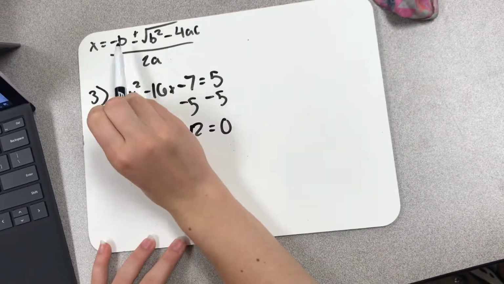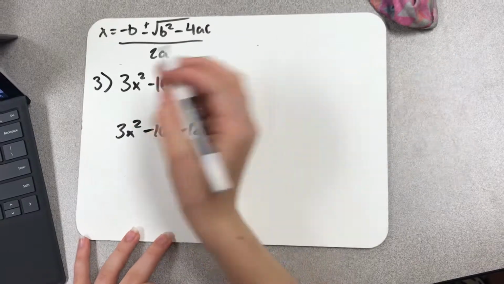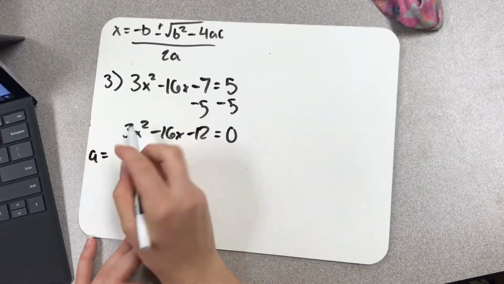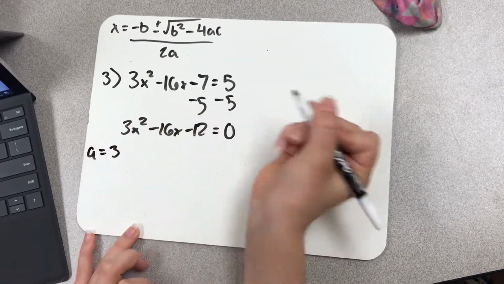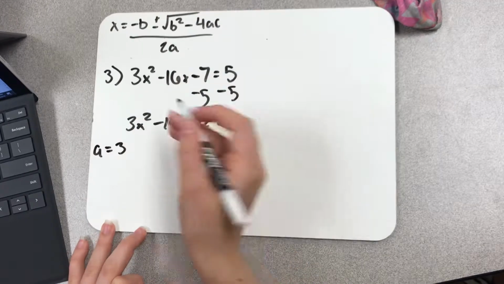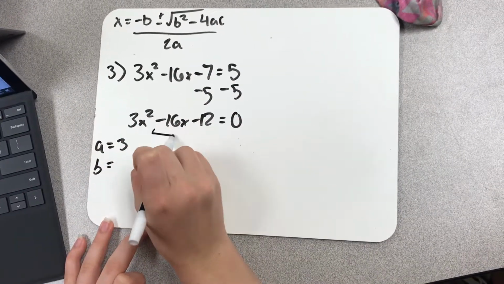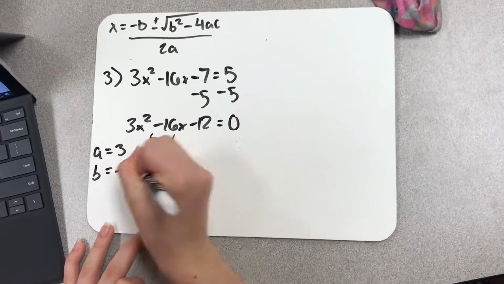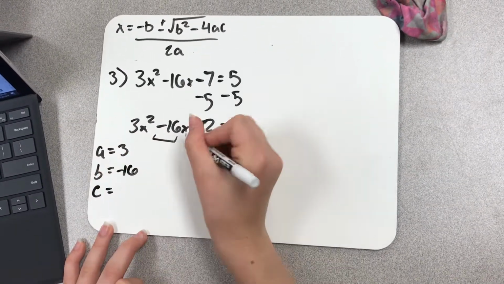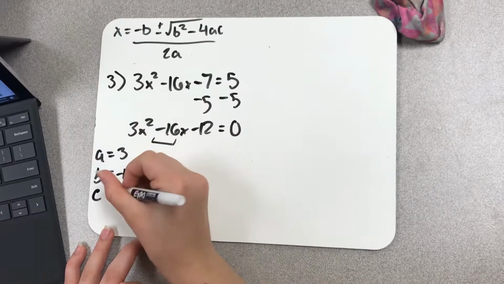Now we have to look at what all these letters mean. A equals the first number, 3. B would equal the second number, negative 16. And C equals the third number, negative 12.